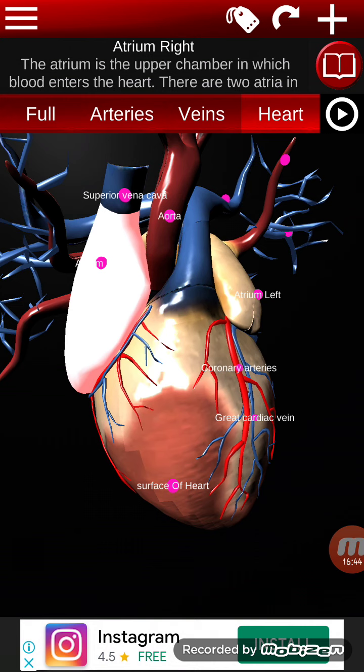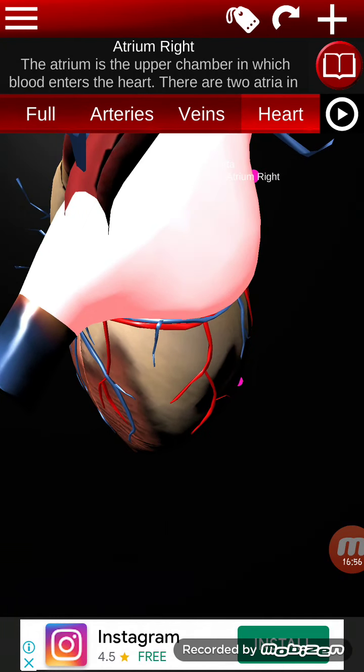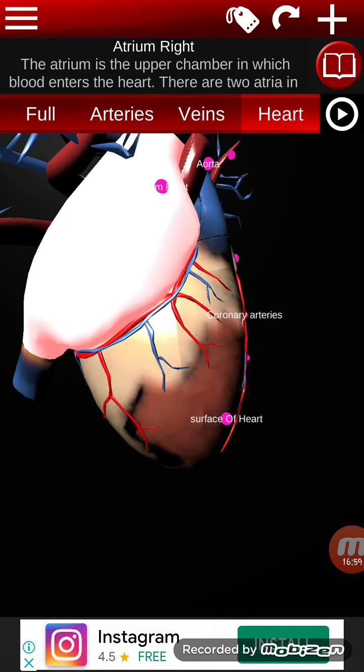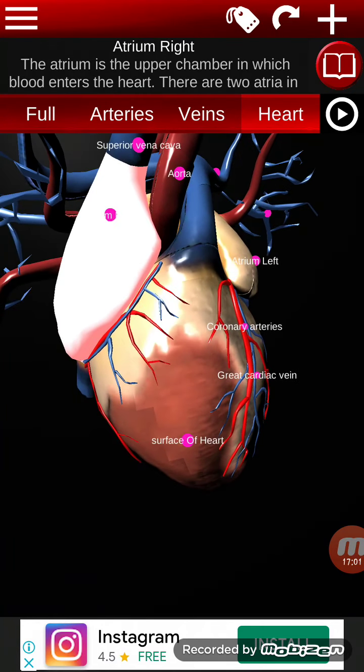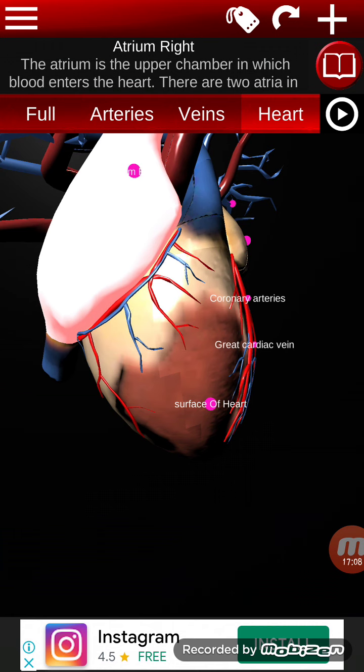AVN, atrioventricular node, is seen in the lower left corner of the right atrium. This is right atrium. AVN forms AV bundle or bundle of His, which is divided into right and left bundle branches. This is about nodal tissue.